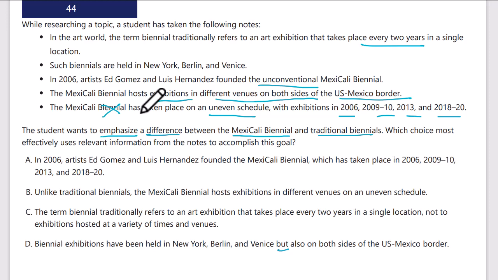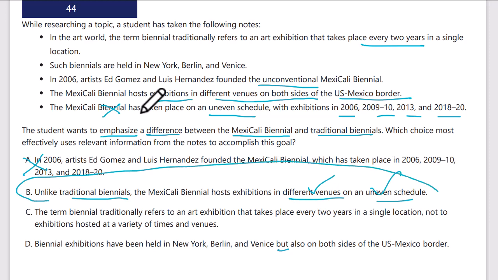In 2006, artists Gomez and Hernandez founded the Mexicali Biennial, which has taken place. That's not showing a difference. I need both things. I need the typical biennial and compare it to this new Mexicali Biennial in my answer. Unlike traditional biennials, okay, we're referring to the traditional ones, the Mexicali hosts exhibits in different venues on an uneven schedule. Those are the two key differences. That's your answer. I'm making a comparison with a contrasting transition, and I have the two key differences. Definitely B is the answer.